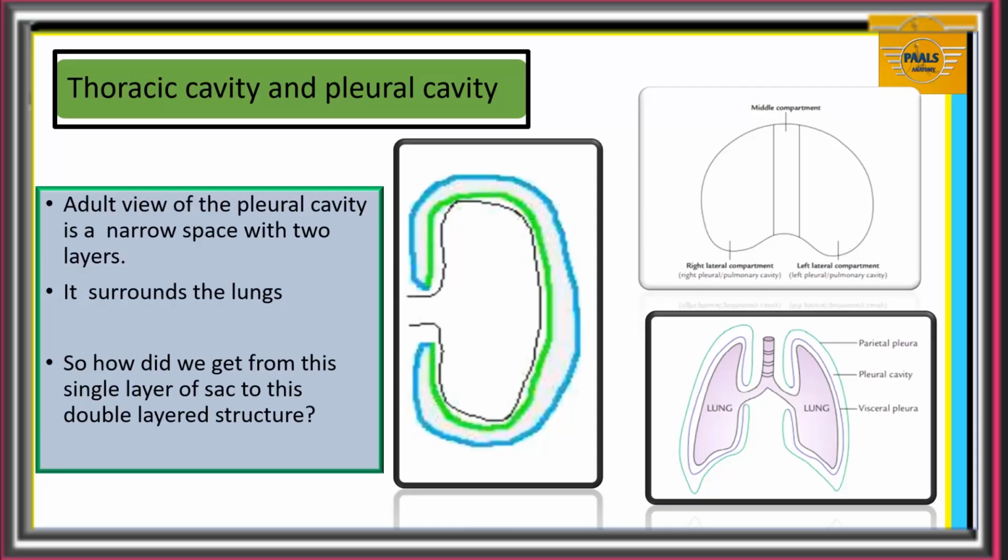So the question is, how did we get from this single layer of sac to double layered structure? I will first give you a very brief account, and if that works with you, then I give you a more detailed account. First, the brief account. The lung actually grew into the pleural cavity and got surrounded by it. Let's see how this worked.